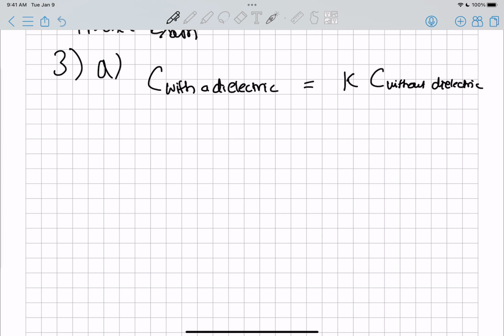How about C and D? No, I mean, this is your original. This is without the dielectric, so this would be original, and you multiply it by the dielectric constant. No, you're good. No worries.